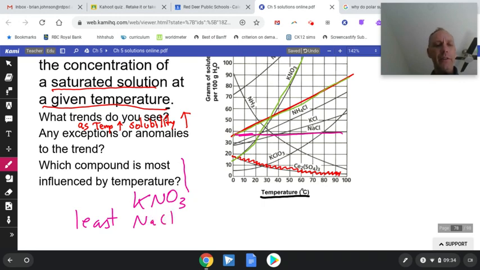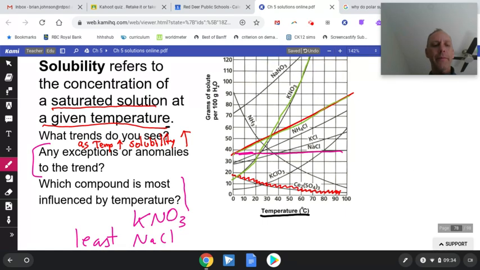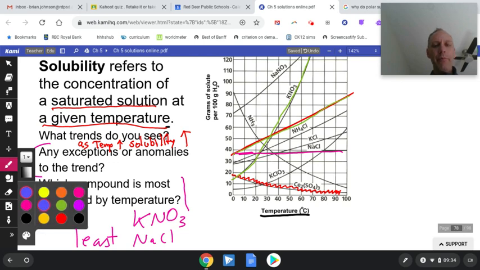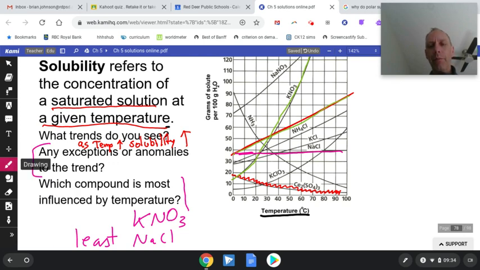Now let's jump back to this one. Any exceptions to the trend? Any anomalies? There is one. If we ignore the cerium, there's one. So I'm going to put it in blue. In case you haven't spotted it, NH3. NH3, the solubility decreases as temp increases.